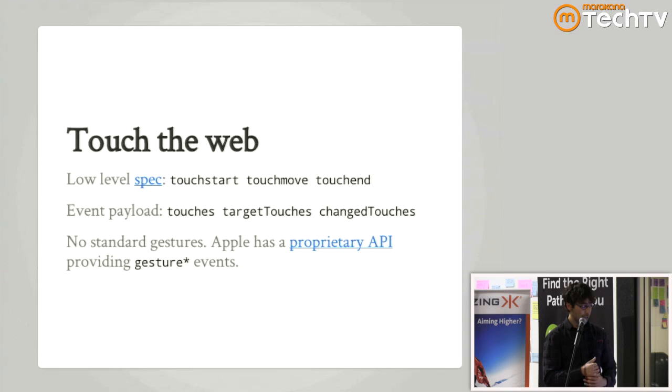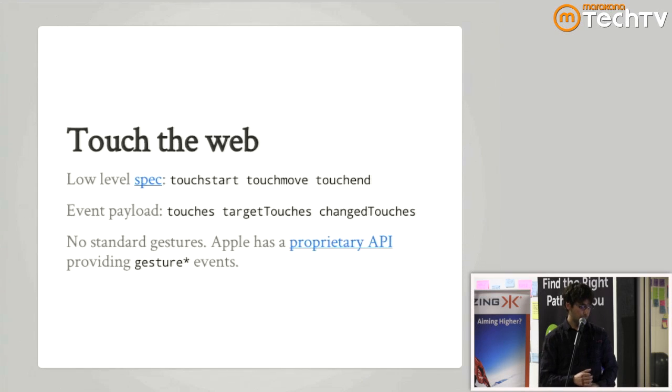So on the web, there's a spec recently, actually, surprisingly recently. This was standardized about a year or so ago. Before, it just used to be some de facto standard. But essentially, there's 3 main events: touch start, touch move, and touch end. So when you touch down, then the event fires. I mean, it's pretty straightforward.